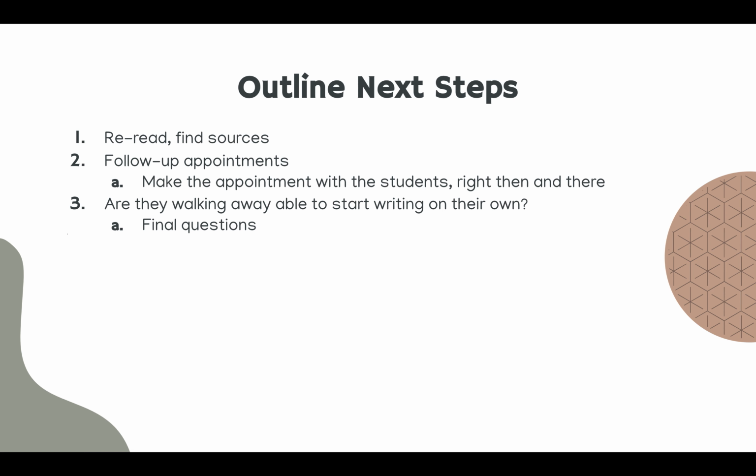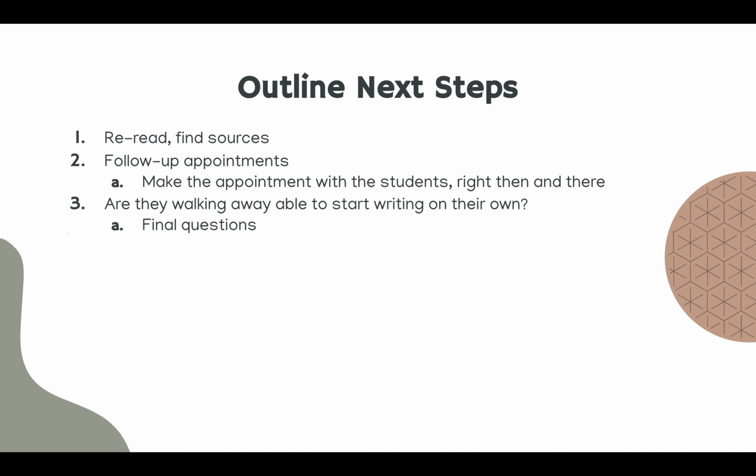The next steps after you have understood the prompt depend on what kind of writing they're doing. They may need to reread sections of something they've already read, or they may need to find new sources. They may want to make a follow-up appointment or multiple follow-up appointments, and sometimes making those appointments right with them at that time is the best way to do that, because the student may forget or may decide later that they don't need those appointments on their own. If you make the appointment with them, at least they have it. They can always go back and cancel if they decide they don't need it.